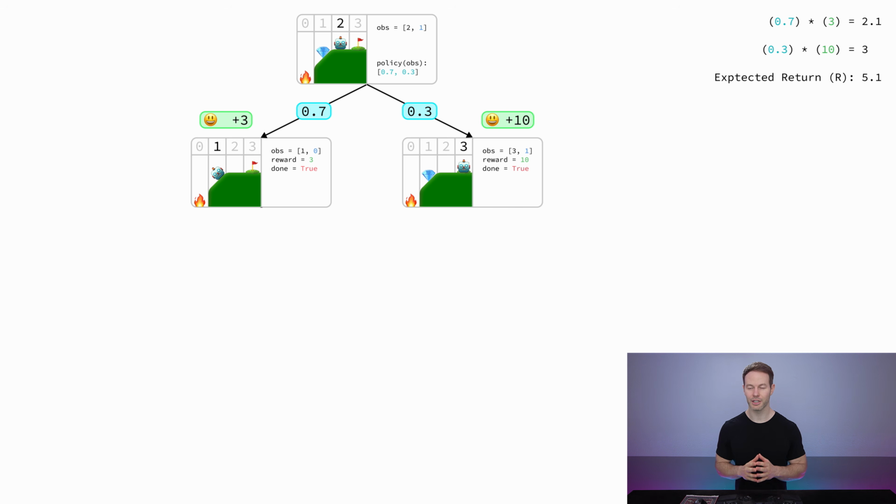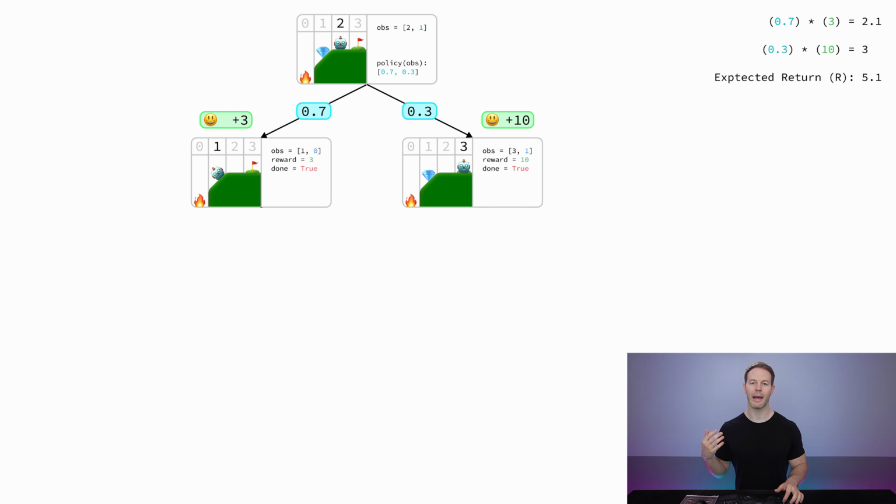So the expected return is the sum of these two values here. So we have a 0.7 probability of receiving a reward of 3, and we have a 0.3 probability of receiving a reward of 10. We add those together to get our expected return. And now what happens if we take the gradient of this value with respect to these action probabilities?